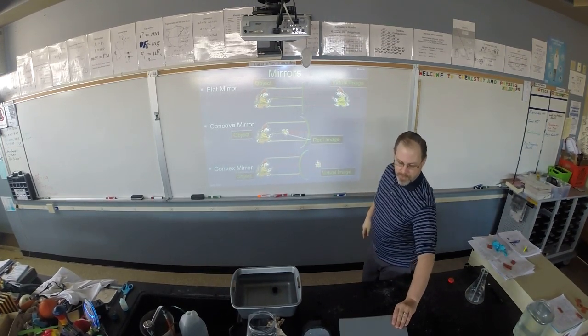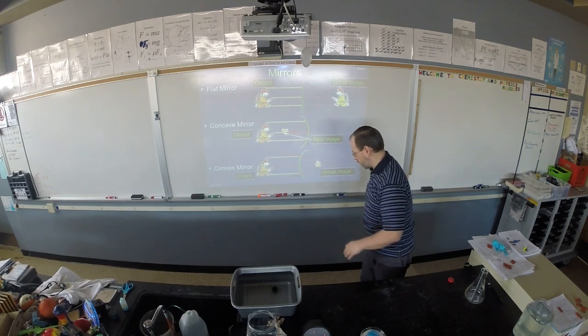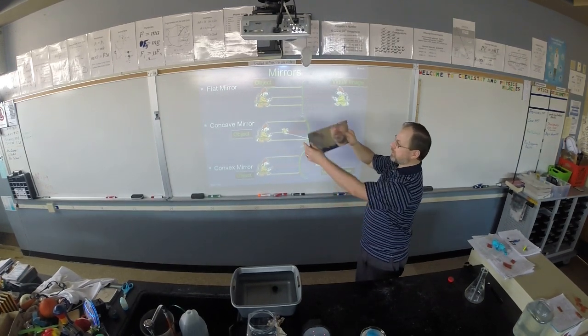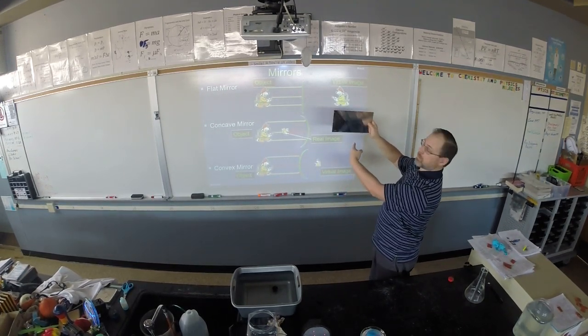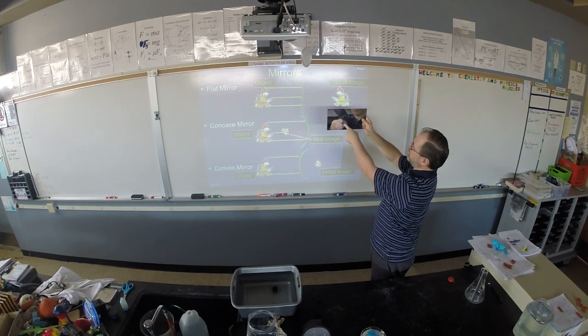So, you make virtual images when you stare at a flat mirror because it looks like you're on the other side of the mirror. Like, hey, look at all them kids on the other side of the mirror.